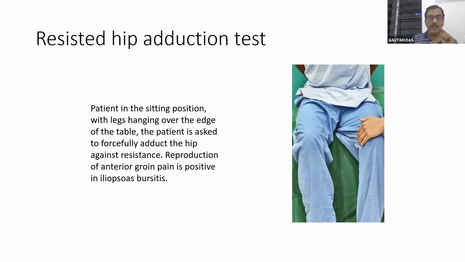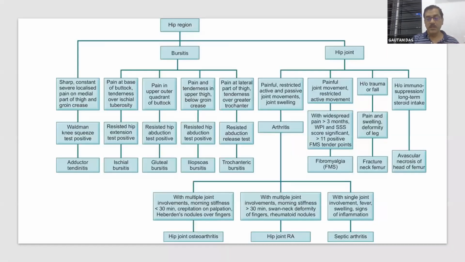If you are having the pain during this test over the symphysis pubis where the adductor muscles are inserted, then adductor tendinopathy is the cause. But if you are feeling the pain in the anterior groin, anterior hip, then the possibility is iliopsoas bursitis. So during all these tests, exactly where the patient is feeling pain is also very important to understand what might be the possible pathology. So this is the algorithm.